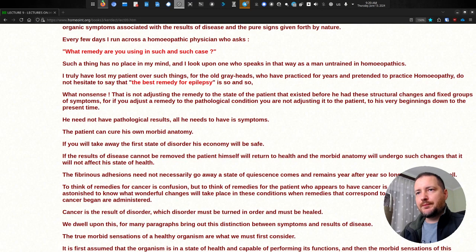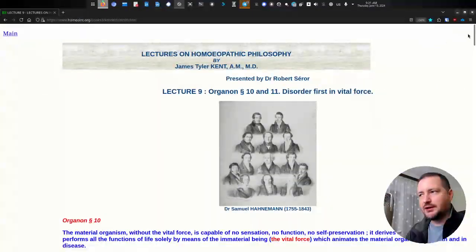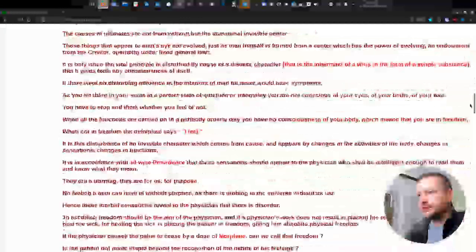Guys, we're going to talk about the fact that homeopathy does not allow protocols to be used in practice, or at least classical homeopathy. We're going to be discussing this based on Lecture 9 from Kent, which is based on Organon 10 and 11. So let's get into it.